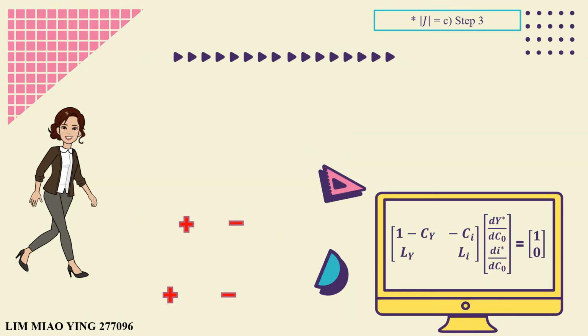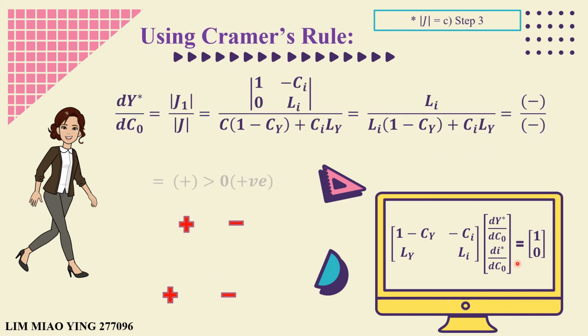After that, we want to find out the dy star divided by d SINA and di star divided by d SINA. So, what rule do we want to use? The answer is Cramer's rule. The dy star divided by d SINA is equal to, the formula is, determinant j1 over j. Actually, j we already know from step 3 by the previous presenter. For the j1, we can put the vector b in the first vertical column here. And then we cross multiply, which is 1 times li minus 0 times negative ci. We can get li.